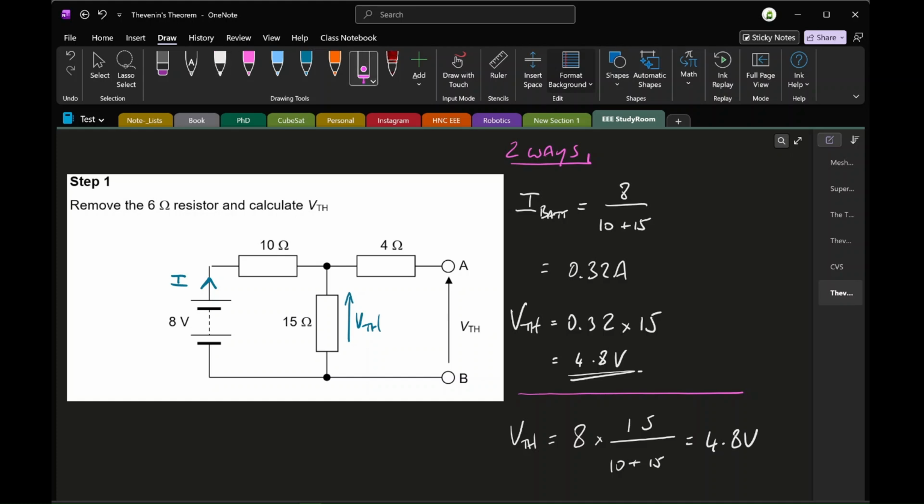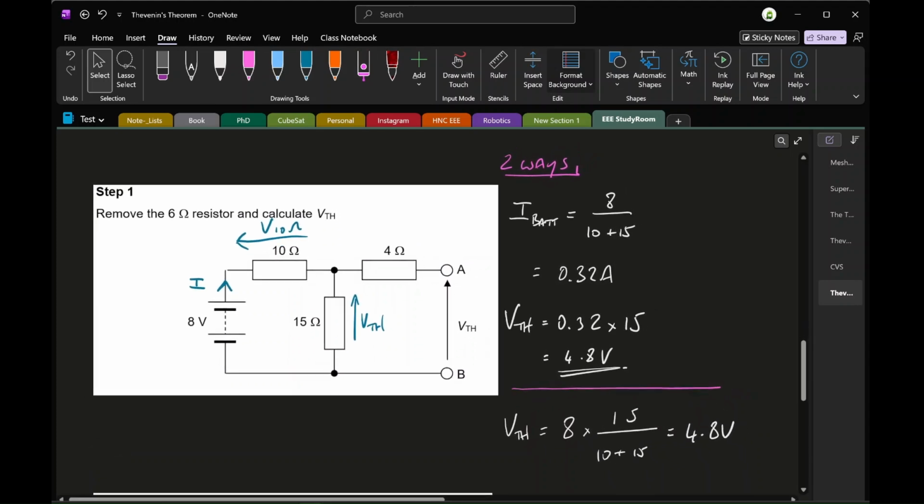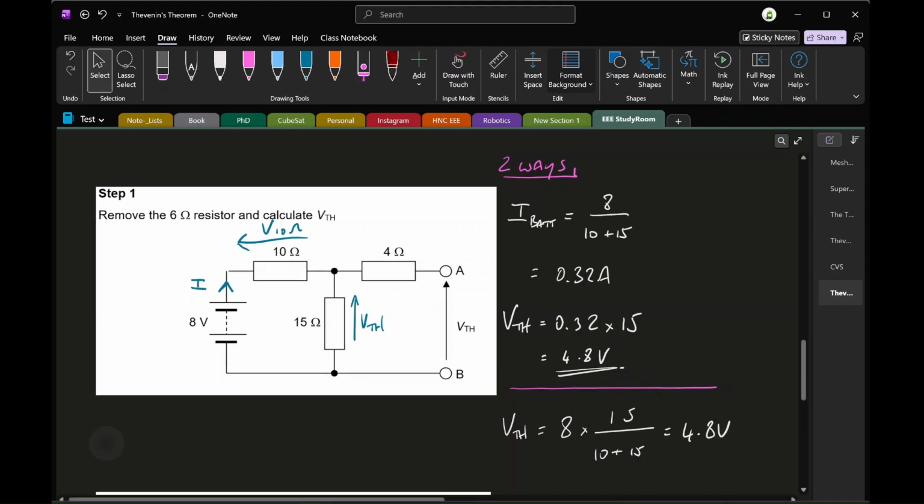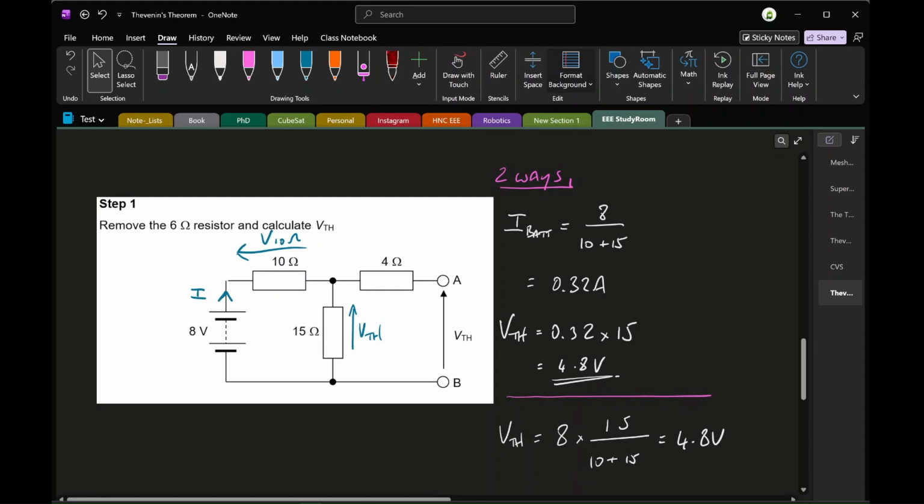To understand what the voltage division rule does, it takes a ratio of the split across 2 resistors: the voltage drop across the 10 ohm resistor, and the voltage across the aforementioned 15 ohm resistor. And that's it. So we've now calculated the Thevenin voltage. Let's take a look now at step 2.